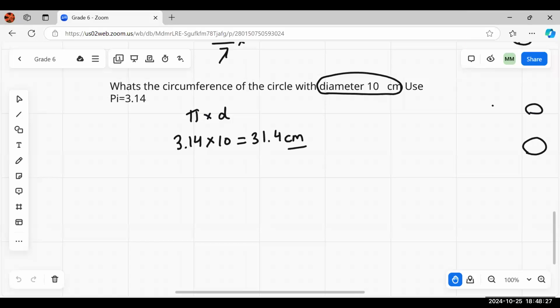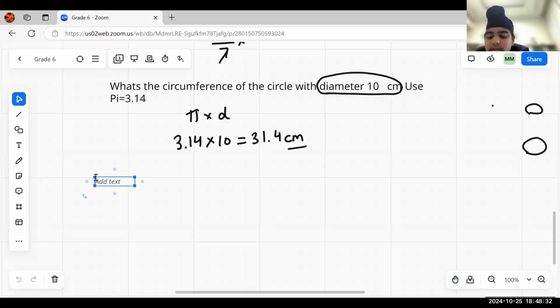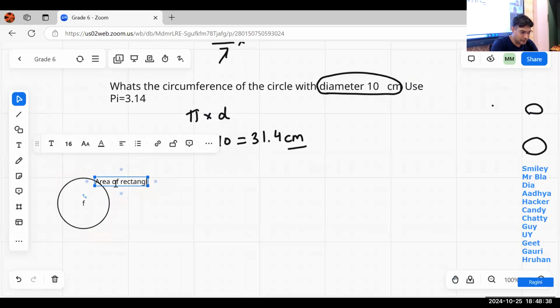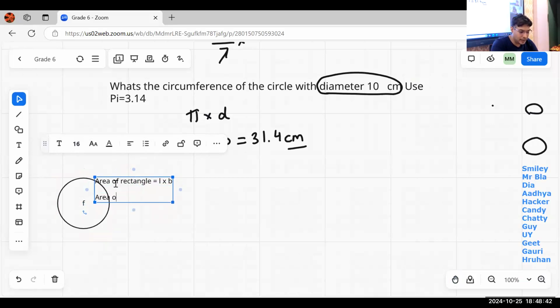And area of square, yes or no? Can you just write it again to remind us? Yes, sir. Area of rectangle is equal to length times breadth, and area of square is equal to side times side.